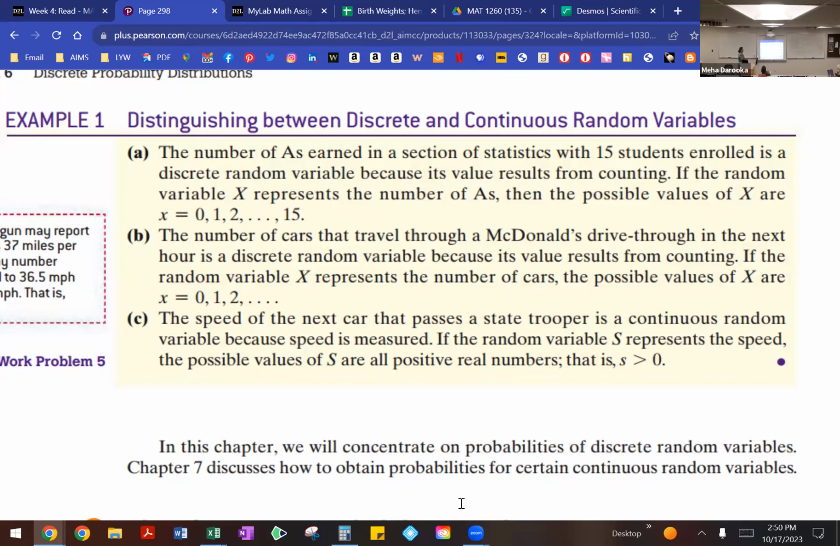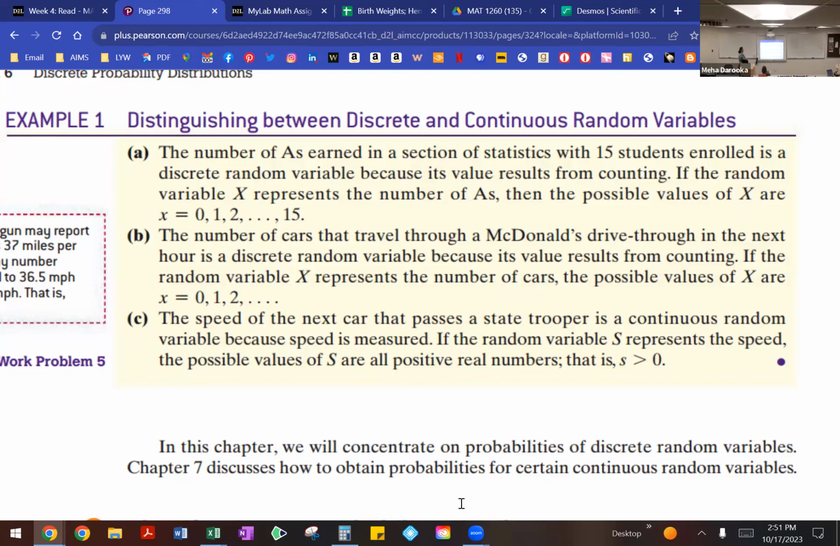So if none of them got an A, our X value could be 0. If all of them got an A, your X value will be 15, or anything in between, depending on how many students in the class ended up getting an A on their class score. The number of cars that travel through a McDonald's drive-through in the next hour would also be discrete because you can count how many cars went through the drive-through.